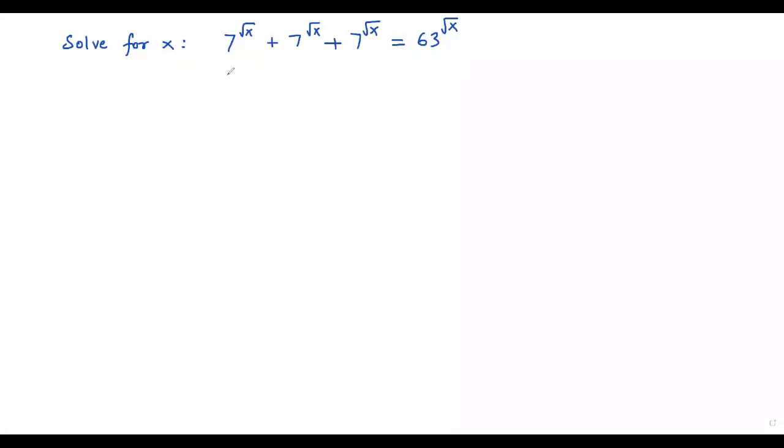Here we have an exponential equation and we have to solve for x. When I look at the left side of the given exponential equation, we have addition of three same quantities. Let's consider the addition of three same quantities over here.